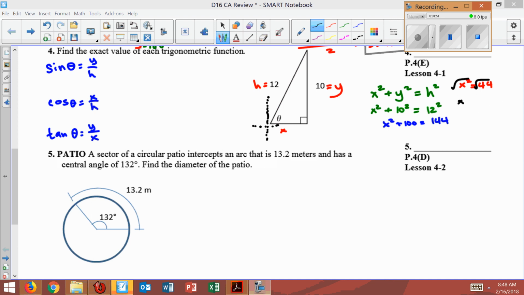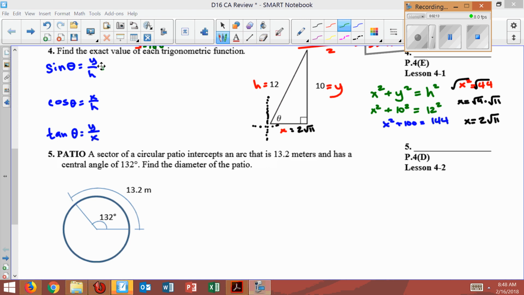So x here is going to be equal to, now the square root of 44, I'm going to just rewrite this as the square root of 4 times the square root of 11. Because 4 times 11 equals 44, and we know what the square root of 4 is. That's 2. So this is 2 square roots of 11. That's my value here, 2 square root 11.